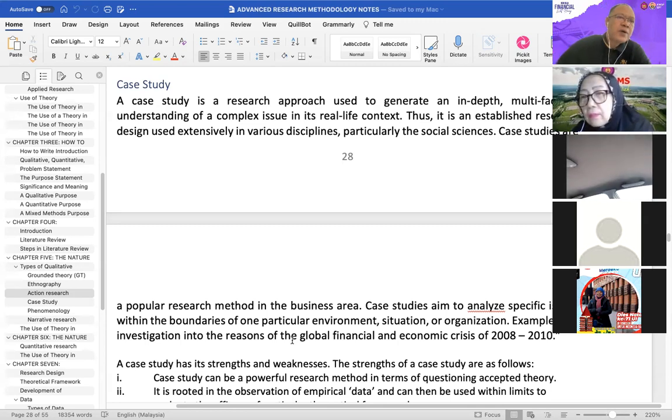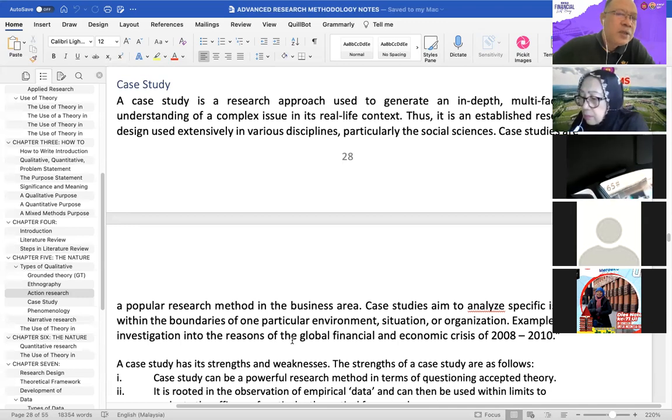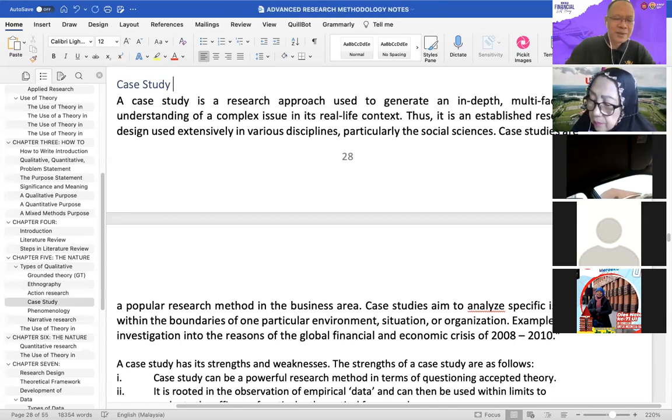You must specify. For sample size of interview, I suggest you use the saturation approach. You can write it down. Saturation approach. Okay, let me write it down here. So I just write it down.